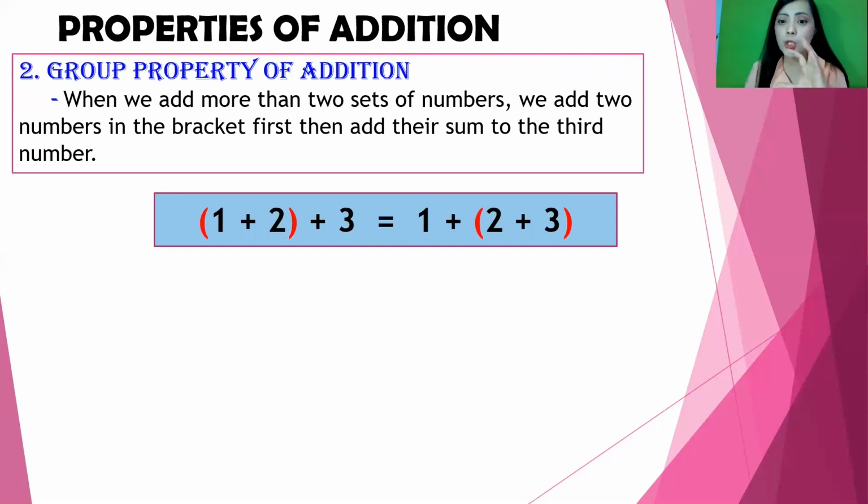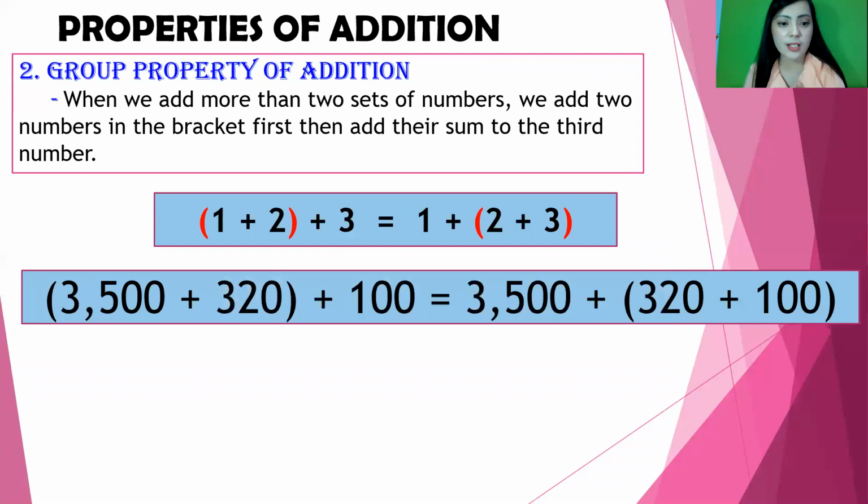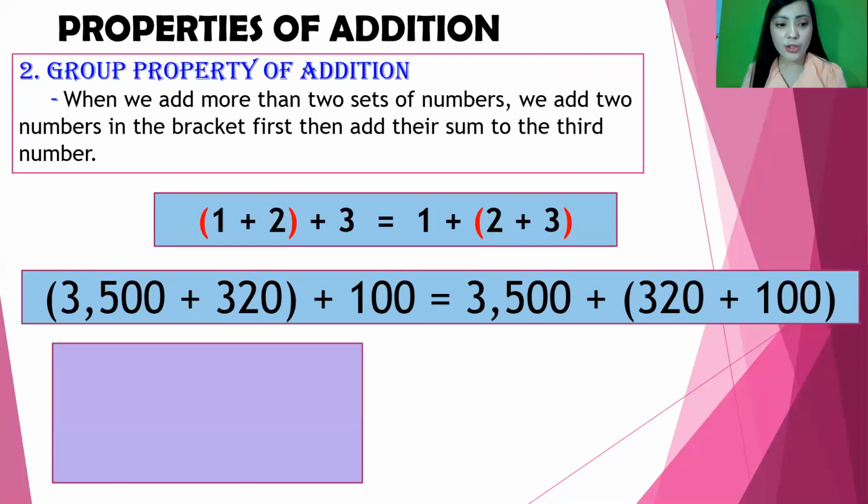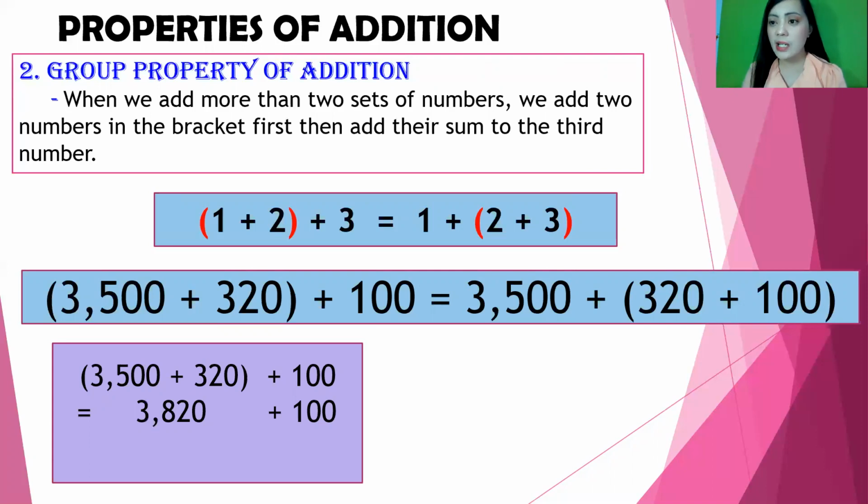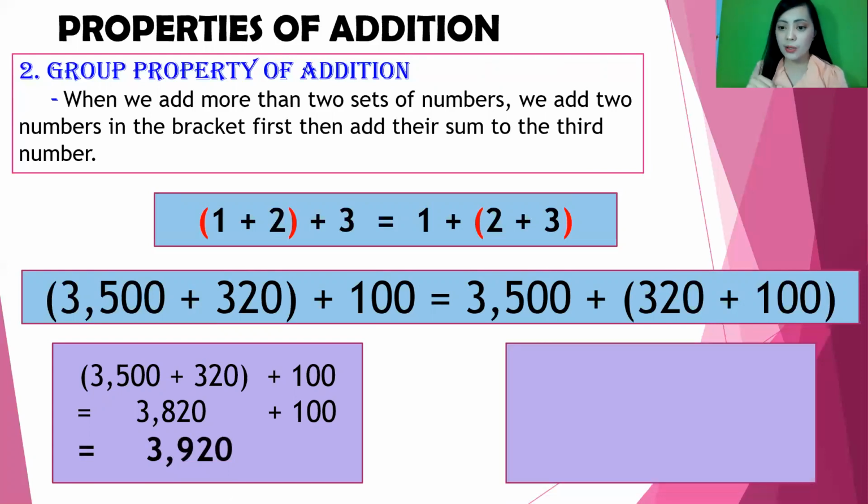Or you can say 2 plus 3 first. After you finish 2 plus 3, then you add 1. You will get the same answer. So for example, 3,500 plus 320 plus 100 equal to 3,500 plus 320 plus 100. The brackets are not the same, but you will get the same answer. So for example, 3,500 plus 320 is 3,820, plus 100 is equal to 3,920.